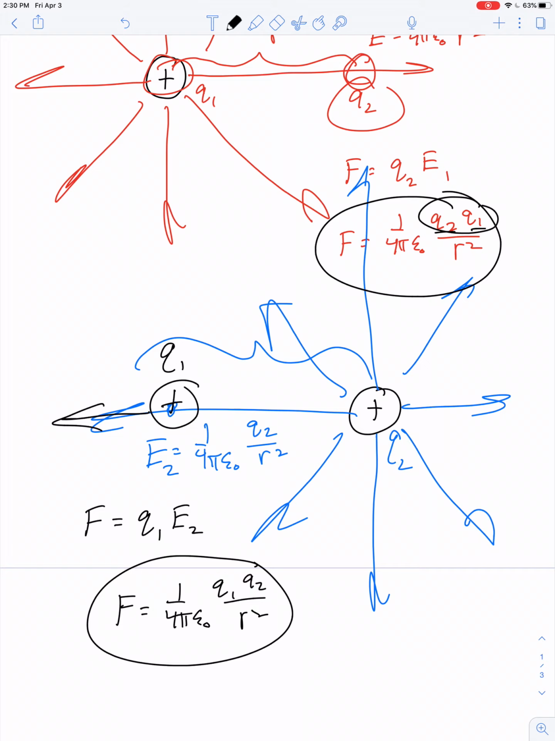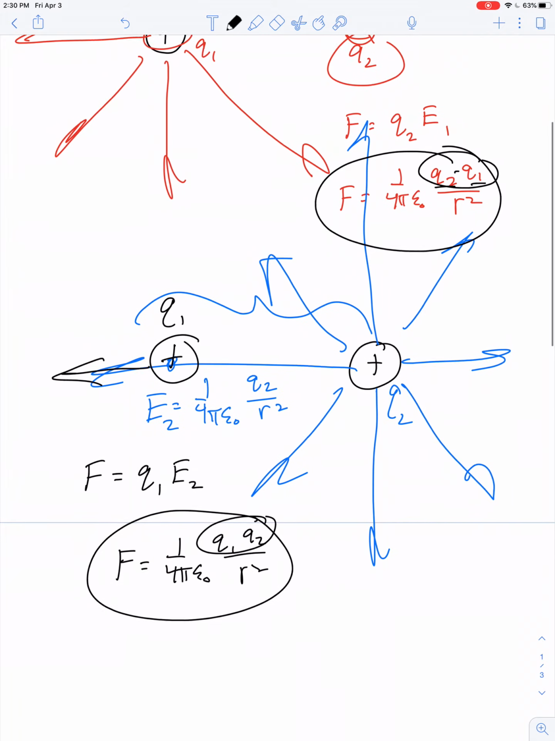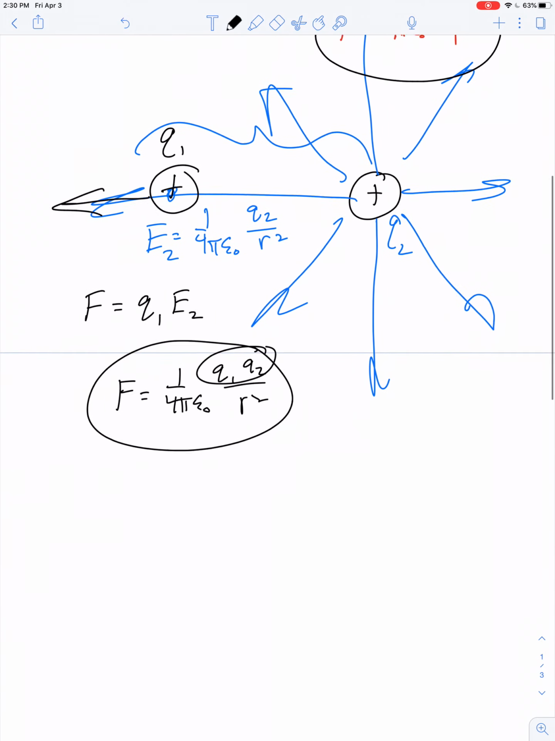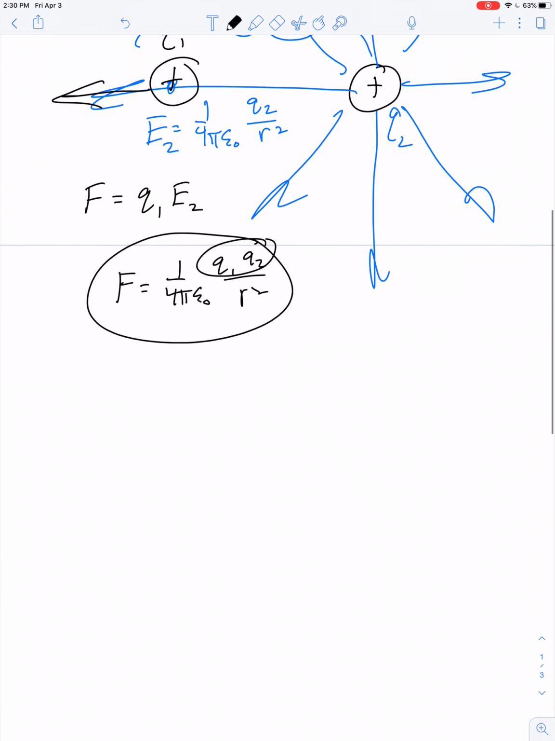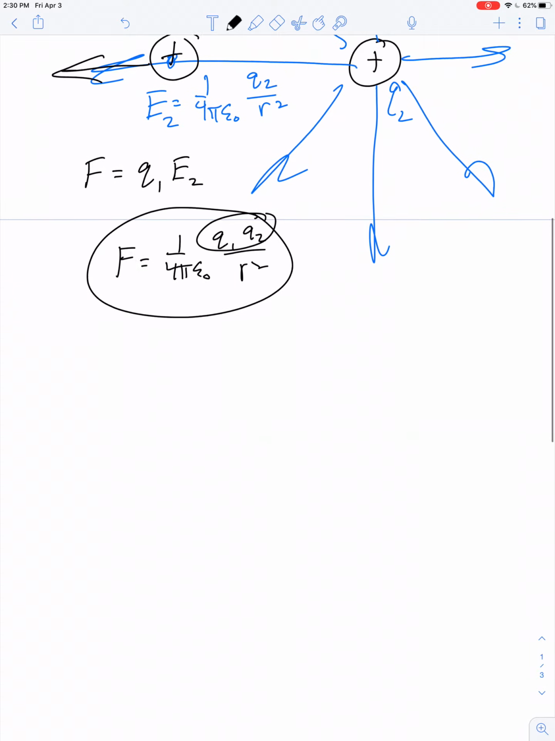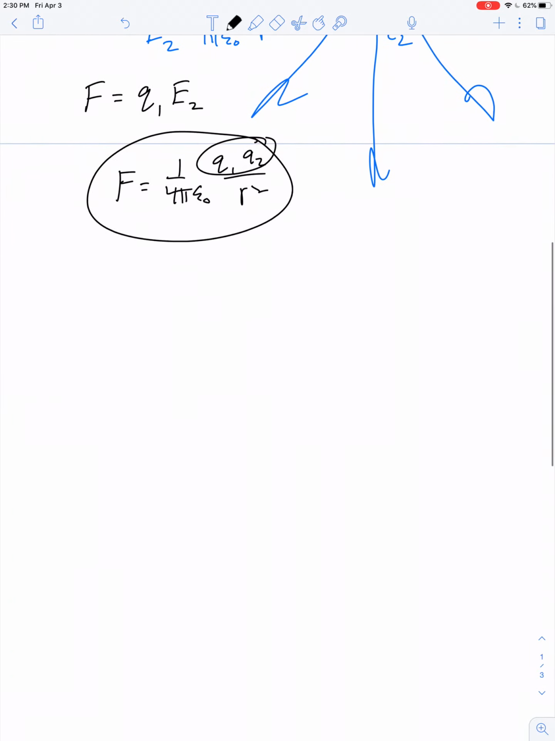Well, there's no difference between the numerators in these two equations. So really it is a mutual force of repulsion when you have two like charges, and a mutual force of attraction if it were two opposite charges. What does this have to do with magnetism?